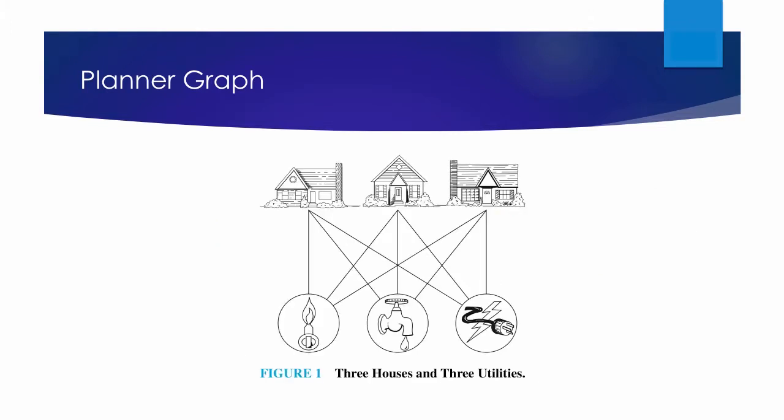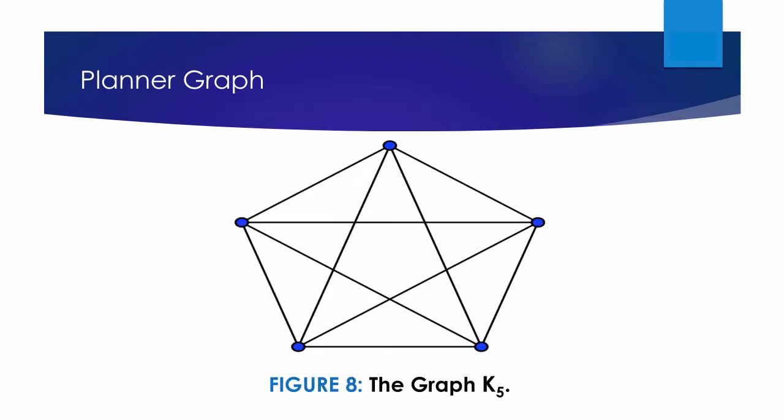Example 3 solves the utilities and houses problem that we described at the beginning of this video. The three houses and the three utilities cannot be connected in the plane without a crossing. A similar argument can be used to show that K5 is non-planar.